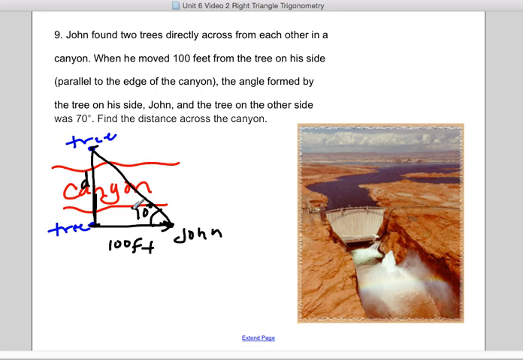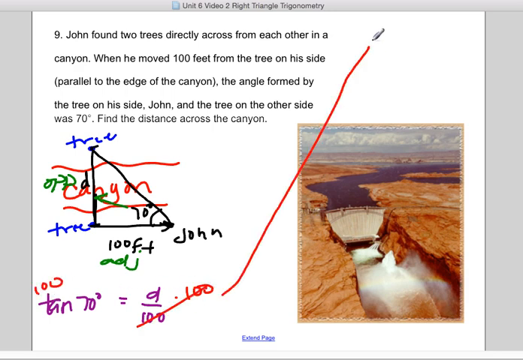So once again, I'm going to label everything. This is my opposite. This one is my adjacent. So who uses opposite and adjacent? Tangent. So it's tangent of 70 degrees equals my opposite D over my adjacent 100. So to solve for D, I would multiply both sides by 100. Let's go up here. So D equals 100 times tangent of 70.